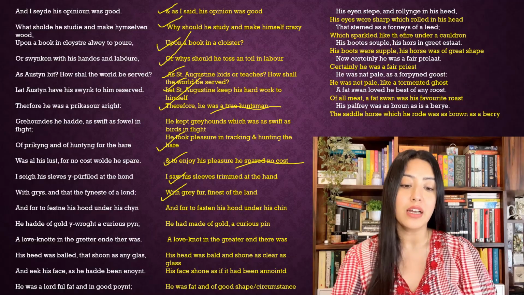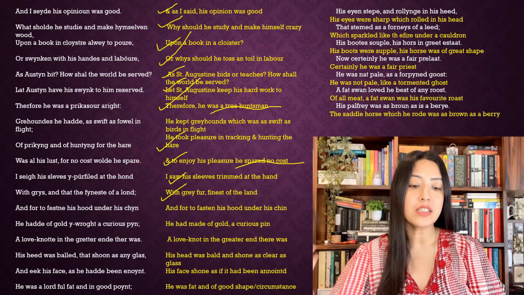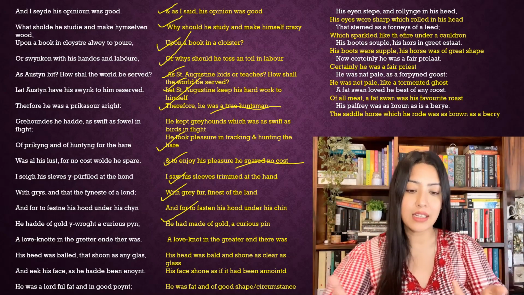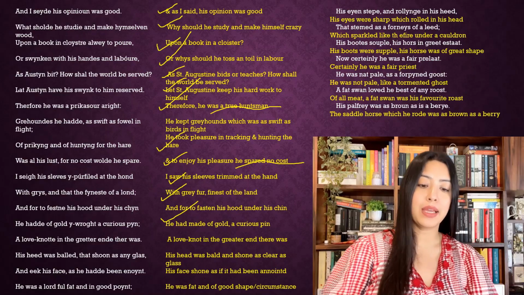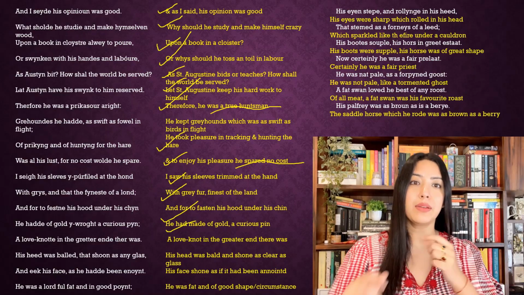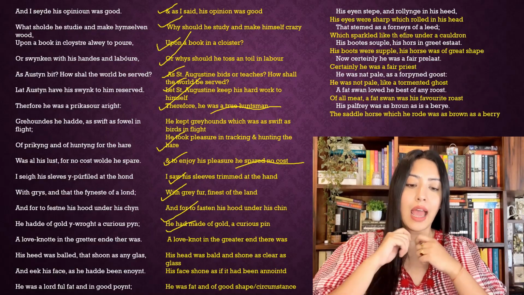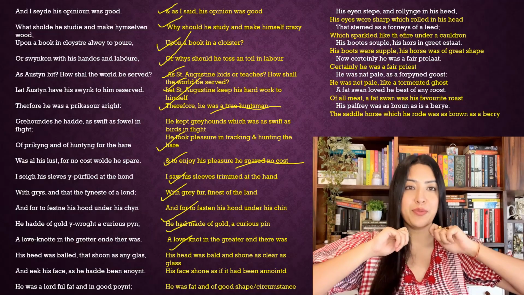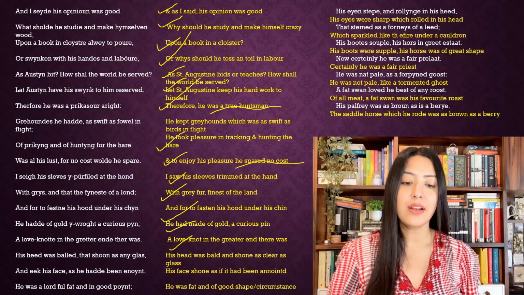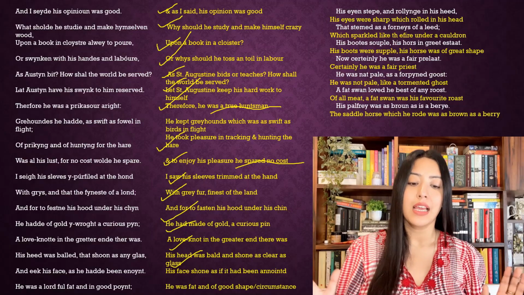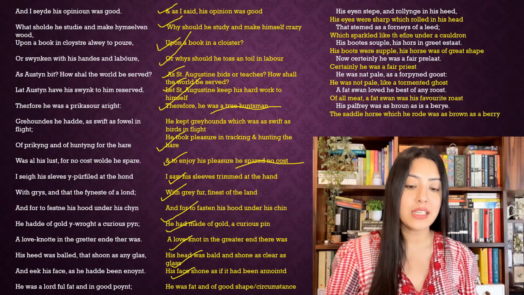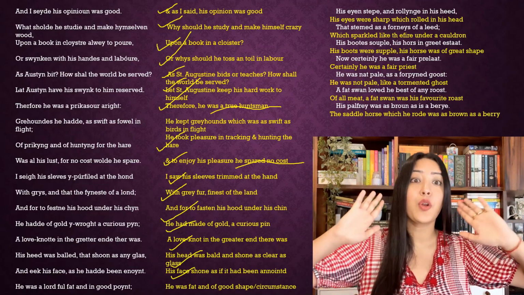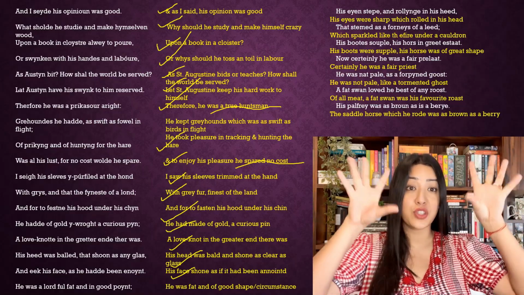So there was grey fur, finest of the land, and to fasten his hood under his chin, he had made of gold a curious pin. So there was a pin made of gold, and a love knot made over here. His head was bald and shone as clear as glass. His face shone as if it had been anointed, that is, oiled. On the face it was shining so much.